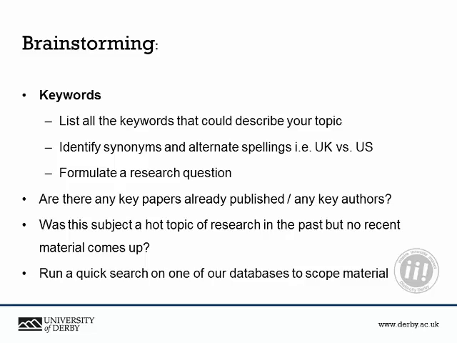Brainstorming. The brainstorming process involves listing all of the keywords that could describe your topic. You won't necessarily think of them all the first time around, but as you come across articles that are relevant to your subject, other keywords and terms that you can search for may become evident. You need to identify synonyms and alternate spellings, i.e. UK versus US. Some databases will automatically look for these variant spellings, but others may expect you to use wildcard symbols to signify that you want to look for those variations, and there is another presentation on wildcards available for you to view.